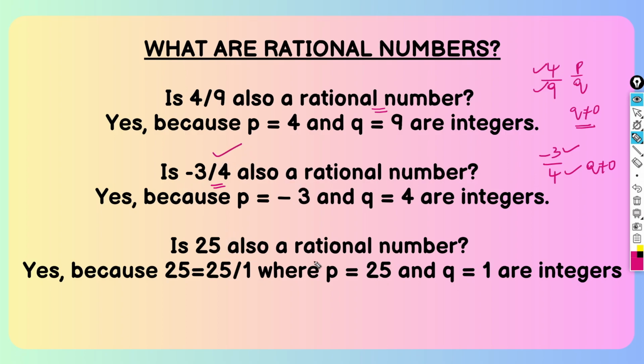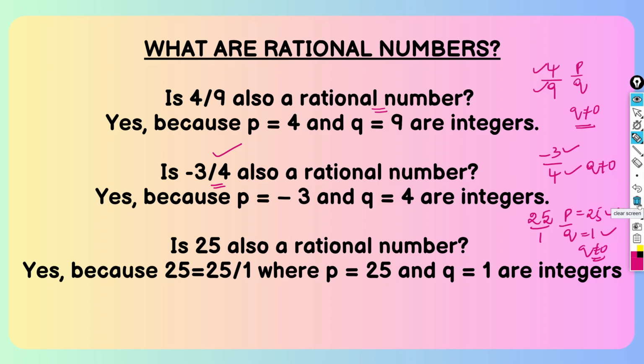Similarly, is 25 a rational number? Of course, because 25 can be written as 25 divided by 1, which is in the form of P by Q, where P is equal to 25 and Q is equal to 1, where 25 and 1 both are integers and Q is not equal to 0. Hence 25 is also a rational number. Any number which you can write in the form of P by Q, with the only condition that the denominator should not be equal to 0, is a rational number.